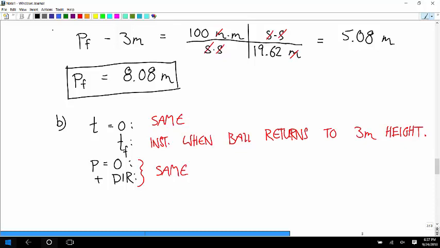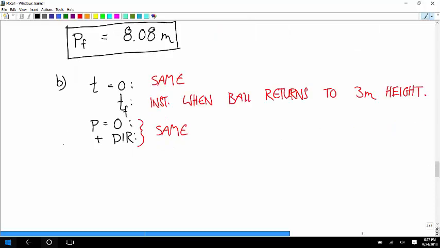Okay, so now let's go back through the list. Do we know time final? We're not given anything like that, so no. Do we know acceleration? Yep, nothing changes about that. It's still in free fall, so negative 9.81.